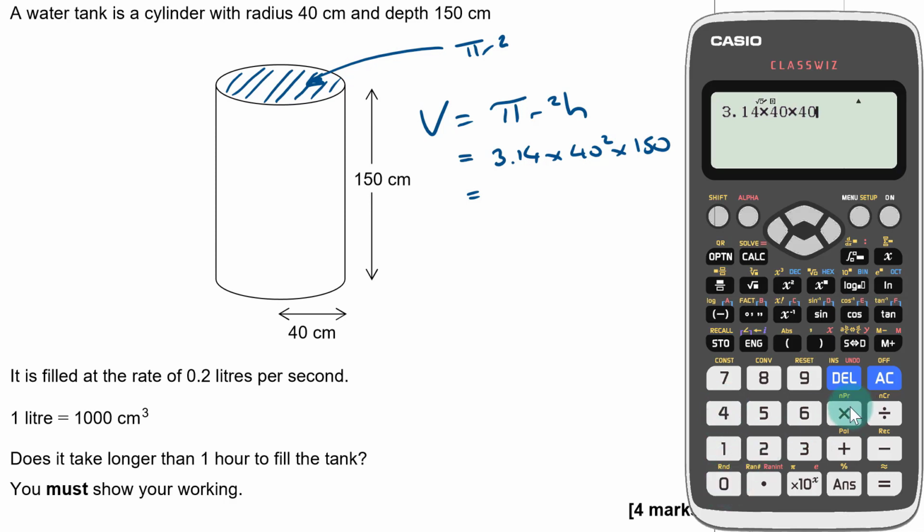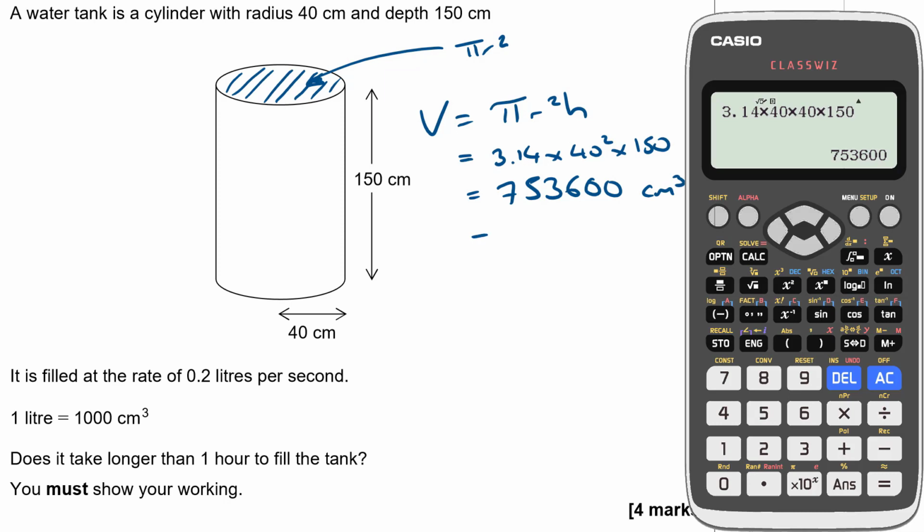3.14 times 40 times 40 times 150. So that's 753,600. Now that's in cubic centimeters. Now we're told, we should really know this, but 1 litre is 1,000 cubic centimeters.